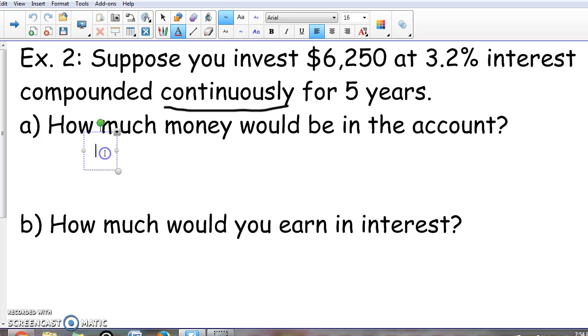So you're going to start with your starting amount, which is your P, so $6,250. Then you're going to have your little e, because it's just a number in your calculator, caret. You put your rate next. Remember, you move your decimal to the left twice, so 0.032 times 5. And you're going to type all of that in your calculator, and you're going to get your answer.